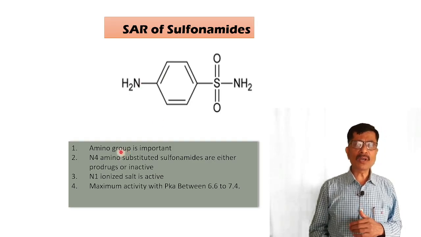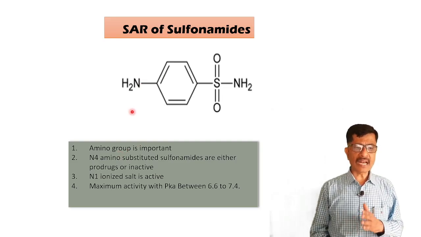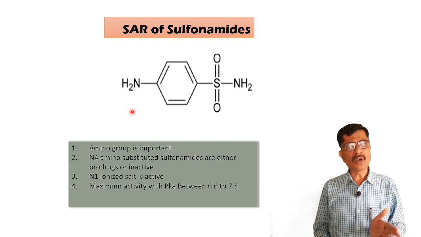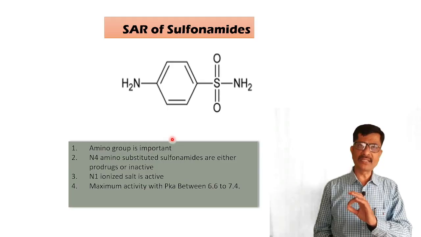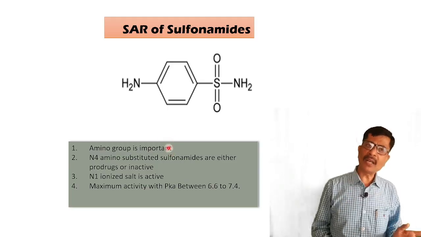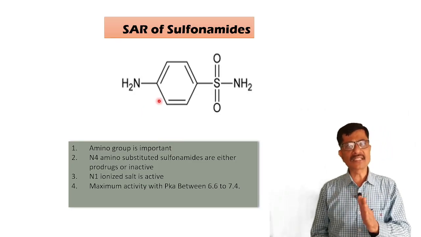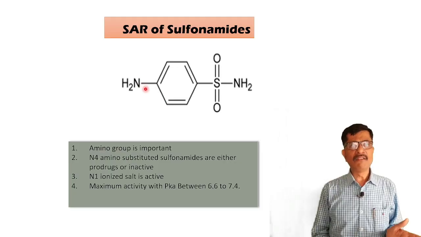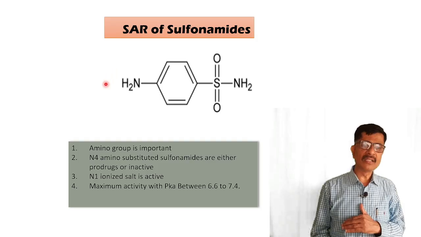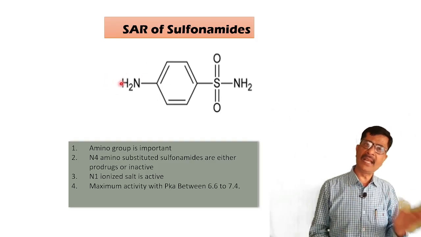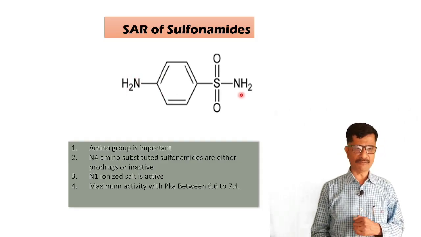Then N4 amino substituted sulfonamides are either prodrugs or inactive. What I told is it should be unsubstituted for its antibacterial effect, but if at all it is substituted, it will act as a prodrug, meaning it will not show its action outside the body, but when it is administered, it breaks down. The substituent on this amine will be released, leaving a free amino group in the body, and it shows antibacterial effect.